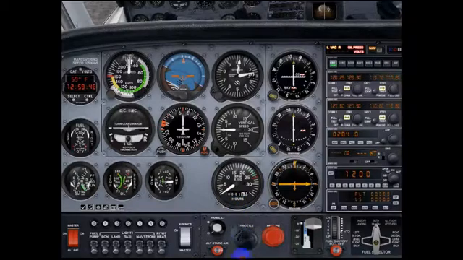We push the throttle in about 1/4 of an inch. Full throttle is all the way in and out. So this would be synonymous with pressing your gas pedal down, and this will be taking your foot off the gas. So we just push that in just a little bit.